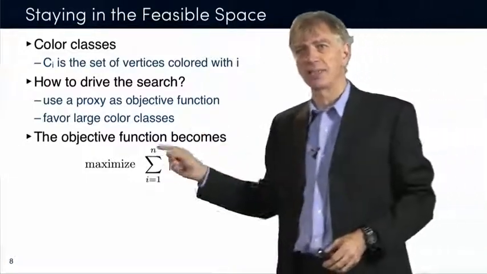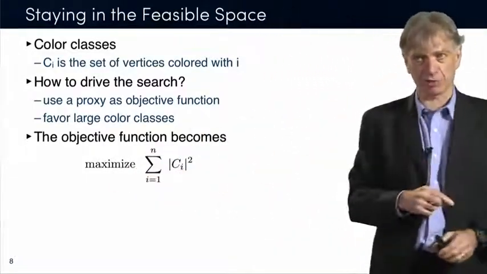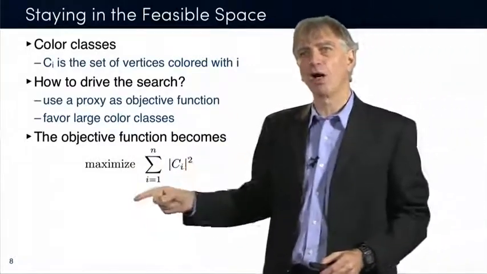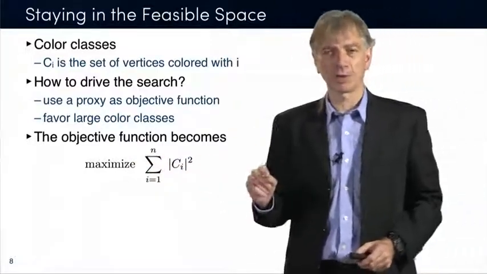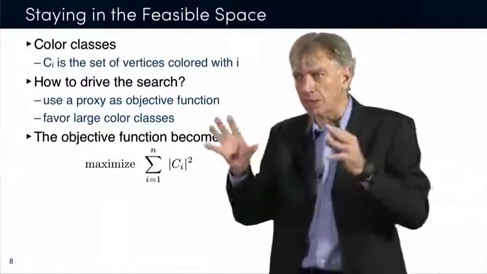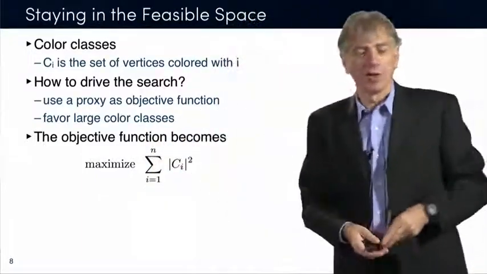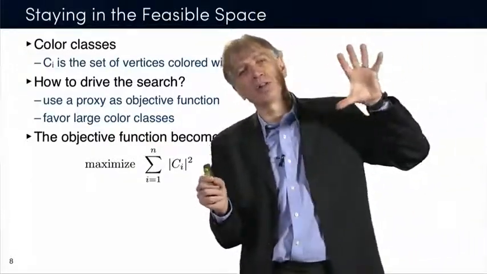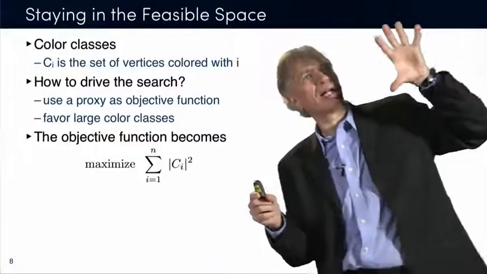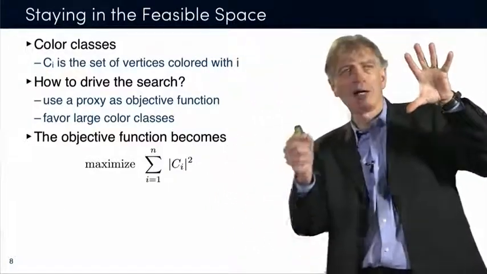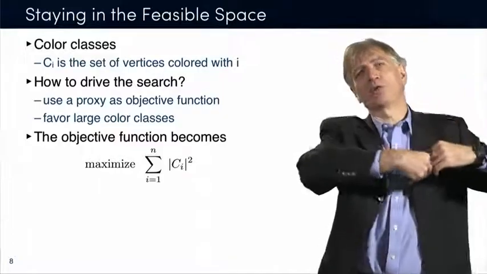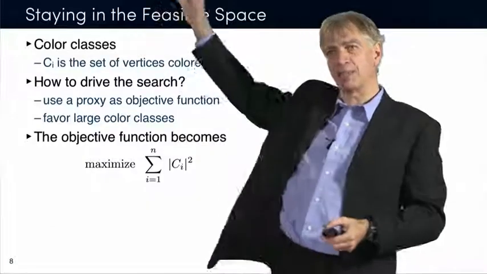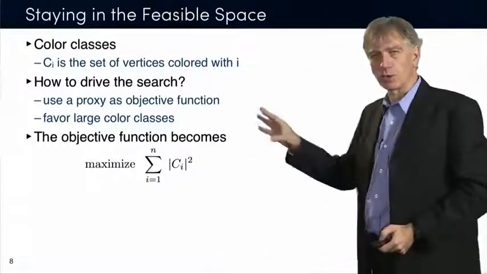It's an indirect objective function. It doesn't directly minimize the number of colors. Instead, it's trying to maximize the sum of the squares of the sizes of the color classes. In a sense, I'm saying I want big classes. Think of it: if there is one class with one vertex, and another class with 10,000 vertices, if you move one vertex from the small class to the large class, you're going to have a really big increase in this objective function where you maximize the size of the classes. So this is what we're going to do.